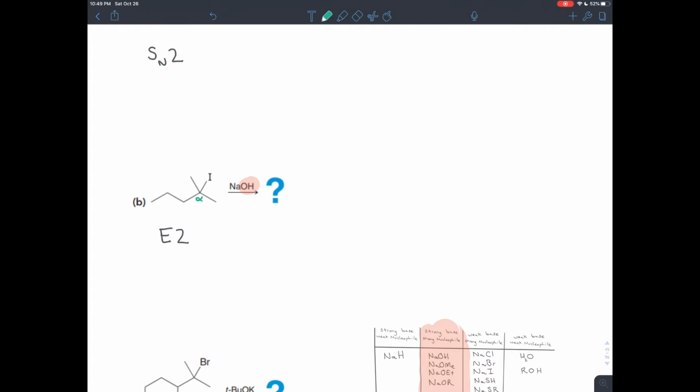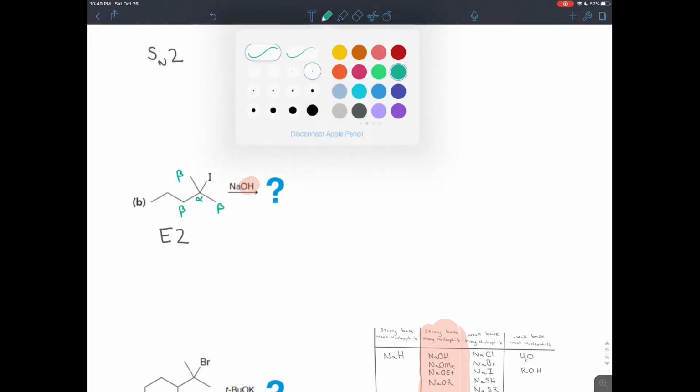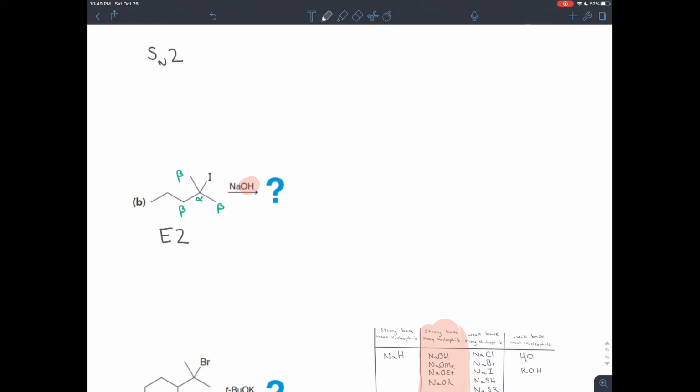In an E2 reaction, remember the carbon that has the leaving group on is the alpha carbon. Every carbon bonded to that is a beta carbon. And in an elimination reaction, you could form a pi bond to any of the beta carbons, so long as they have beta hydrogens on them. And all of these beta carbons do. So you could imagine forming the pi bond to the carbon going up. You could imagine forming the pi bond to the beta carbon sort of going to the left. You could imagine forming the pi bond to the beta carbon sort of going to the bottom right.